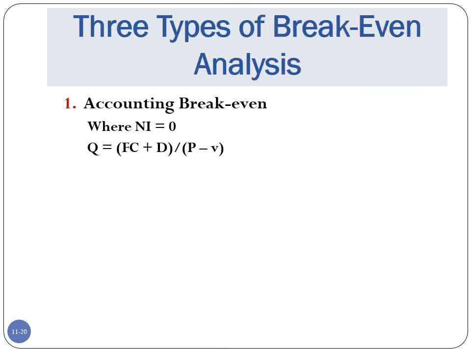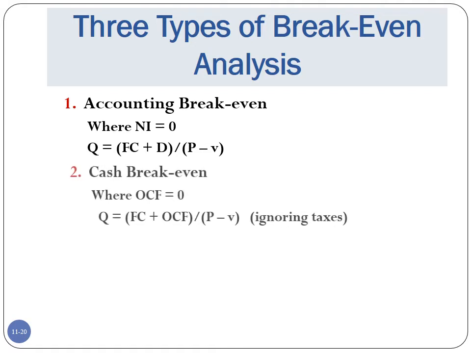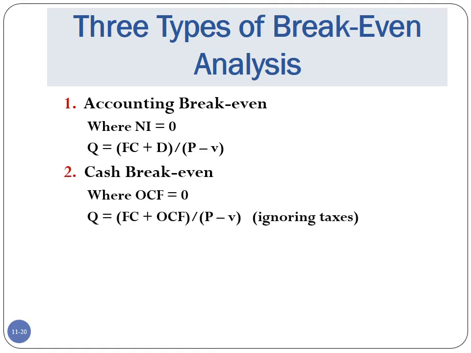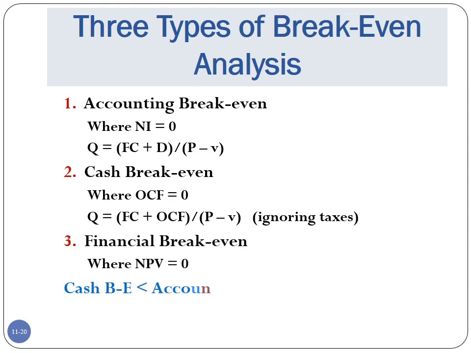Again, there's three types of break-even analysis. Your accounting break-even is where net income equals zero. Your cash break-even is where operating cash flows equals zero. And your financial break-even is where net present value equals zero. When we run these figures, we see that cash break-even is always less than accounting break-even, which is always less than financial break-even. So you really need to run all three to get a good idea of where a particular project is going to break even.